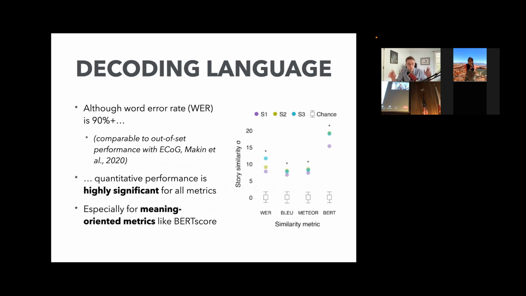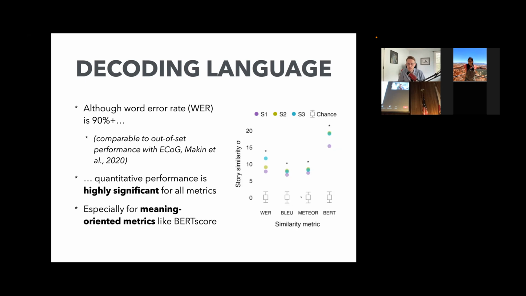So the word error rate, which is a standard metric of how well machine translation models and these other decoding models work, is actually higher than 90%, which is whatever, I don't get into that detail. Despite the fact that the word error rate is so high, the quantitative performance is still very significantly greater than chance. We looked at a few different metrics here. This is word error rate, and this is standard deviations away from a chance distribution. So for these three subjects, we're about 10 standard deviations away from chance for word error rate.